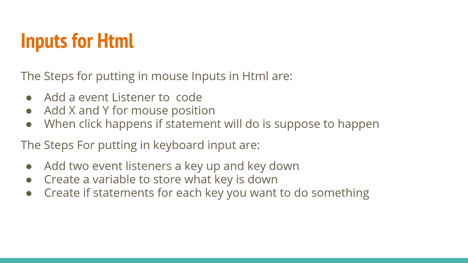And for the keyboard input, it's pretty similar, but you have two event listeners, one for key up and key down, so you know when the player's pressing, say, W for moving forward and when they're not. You create a variable for each key, so it knows what key is being input, and if statements for if that key has an action. So again, if W is pressed, you may want to move the character forward, or spacebar, jump the character.